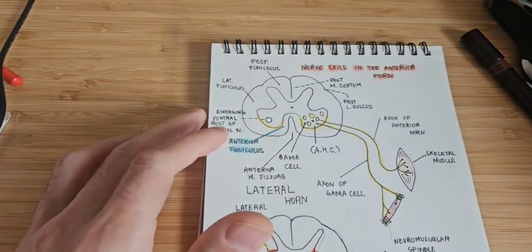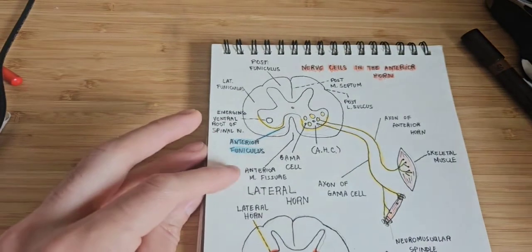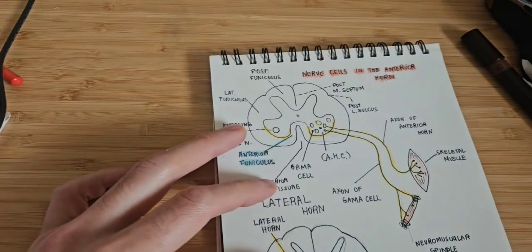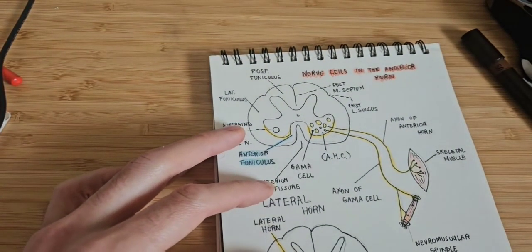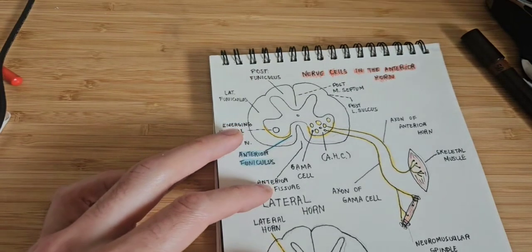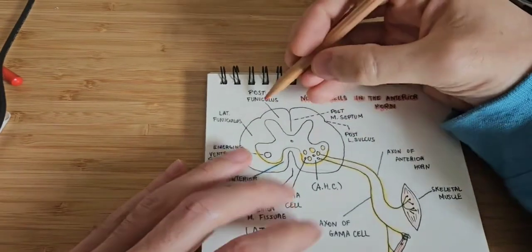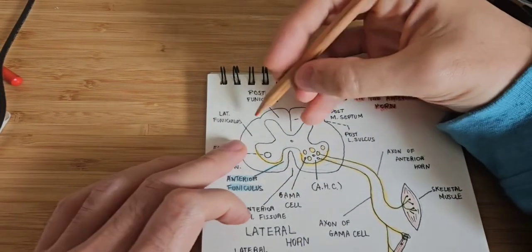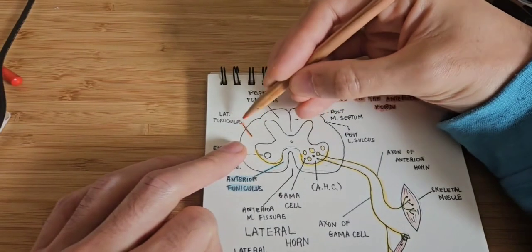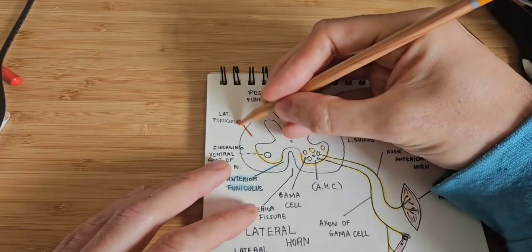Now, let me take another color. Let's use the yellow one. Oh no, I already put the yellow one for another thing. Maybe the orange, to the posterior lateral funiculus. Let's use the orange to the lateral funiculus.